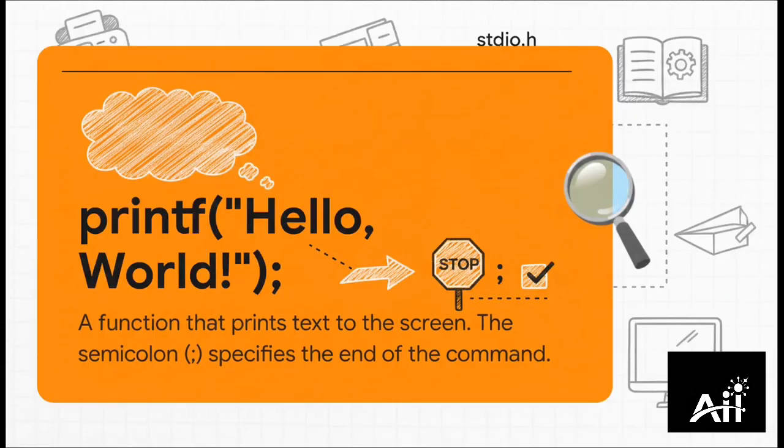So once we're inside that front door, what's our first instruction? It's printf. And hey, look at that. That's one of the tools we just grabbed from our stdio.h toolbox. Its job is simple. Take whatever text is inside those quotation marks and just print it to the screen. Now see that little semicolon at the end? You can't forget that. It's like the period at the end of a sentence. It tells the computer, okay, this instruction is done. Move on to the next one.